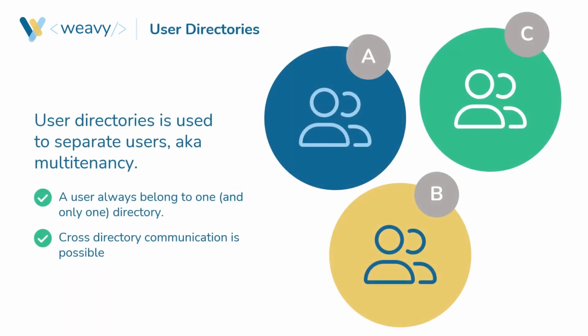User directories exist simply because of multi-tenancy, right? So you probably have a key in your system lumping these users together and these users together and these users together. Weavy has the exact same thing, so you can lump users together so they can collaborate and communicate within their directories. A user is always associated with one directory and one directory only, but it still allows for cross communication between directories. And we're going to tell you how that actually works.